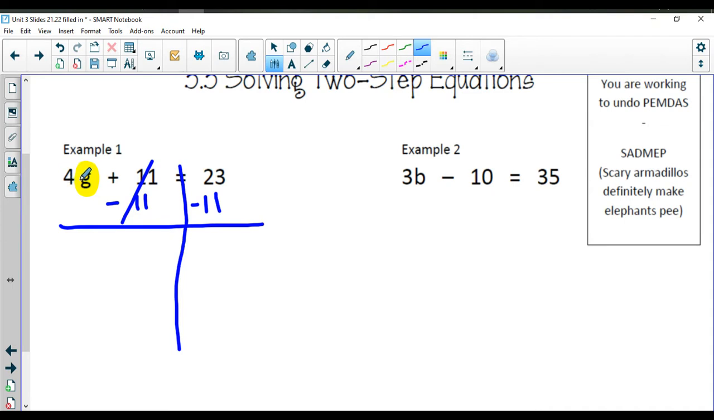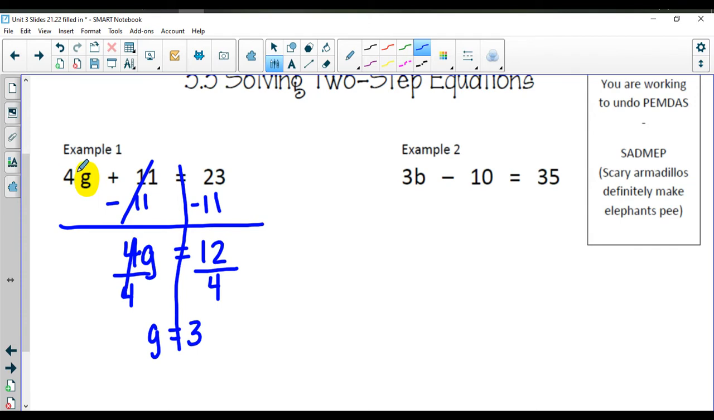This 4 is still stuck to the G, so when I come down here, I do need to include 4G still, and 23 minus 11 is going to give me 12. 4 and G are stuck together by multiplication. Your inverse operation for multiplication is division. We are going to show that with the bar. We're not going to put a little division symbol anymore. We're 7th graders, and we're going to show this with the bar. So we're going to divide by 4 and divide by 4. So we get G equals 12 divided by 4 is 3.